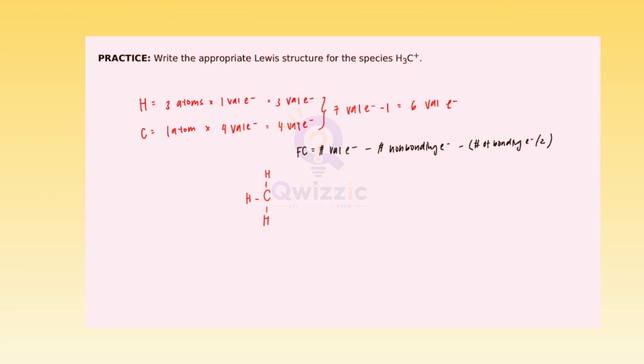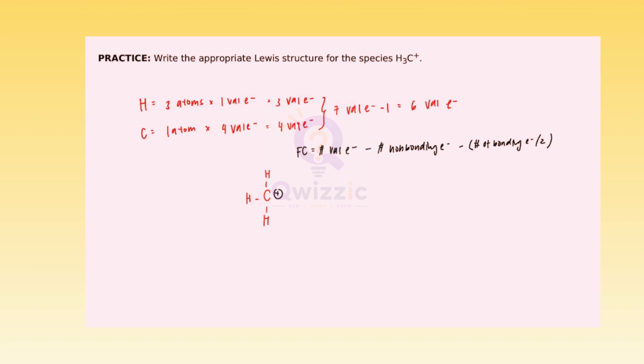divided by 2. We can see here if we use this equation to calculate the formal charge for carbon, carbon will have a formal charge of +1, and it does match up with the species given to us in the problem, which is H3C+. We do need to keep this charge in our structure as well.